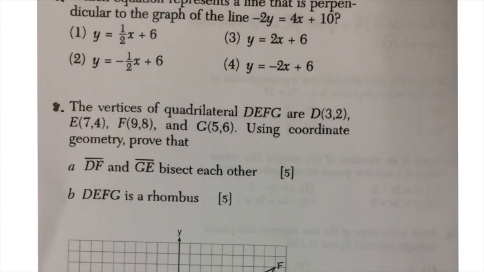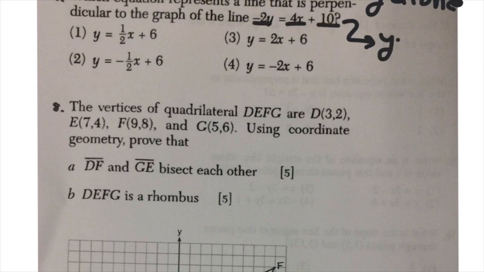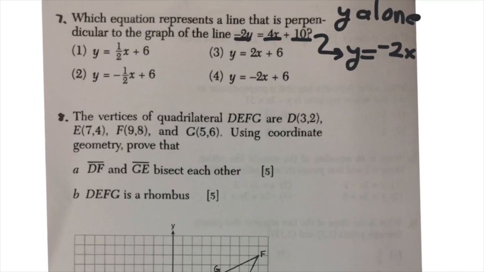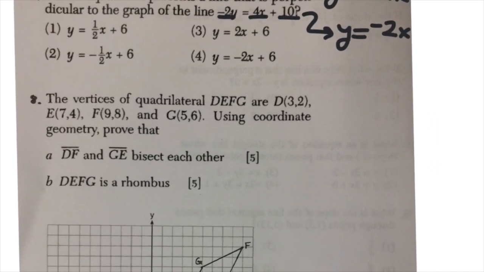Okay, second page, question number 7. Which equation represents a line that's perpendicular to the graph of this equation? Once again, I gotta get the y alone. It happens a lot on these questions. So in one step, I can get y alone. I'd have to divide everything by -2. So divide all of these by -2 gets my y by myself. 4 divided by -2 is -2x. And then 10 divided by -2 is -5.